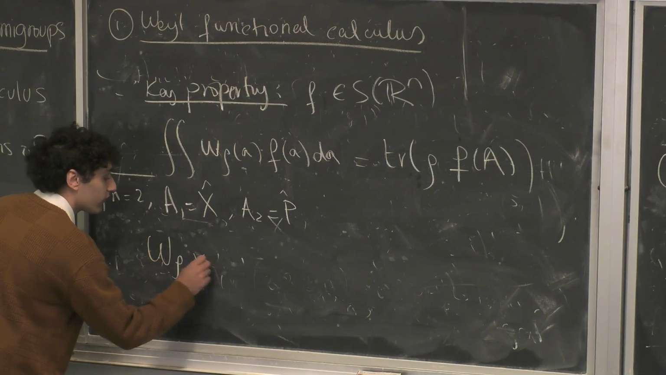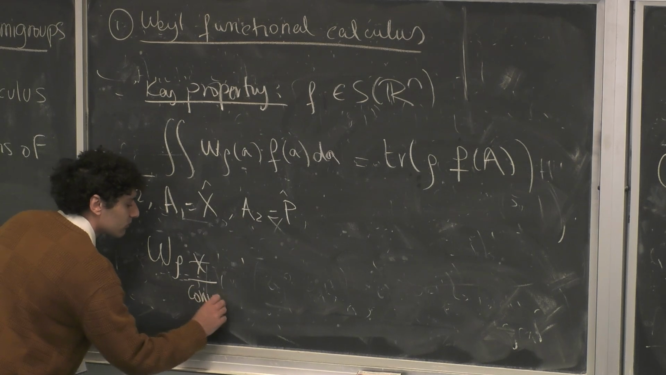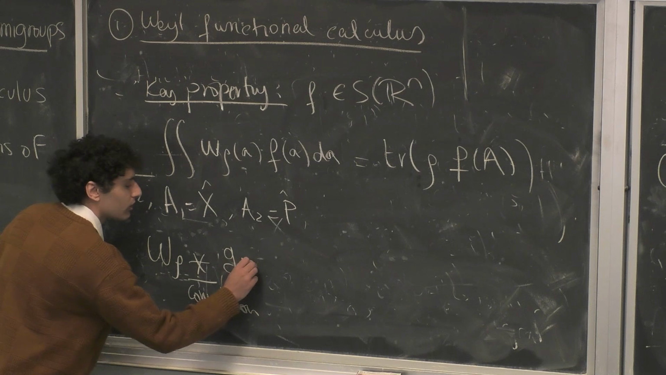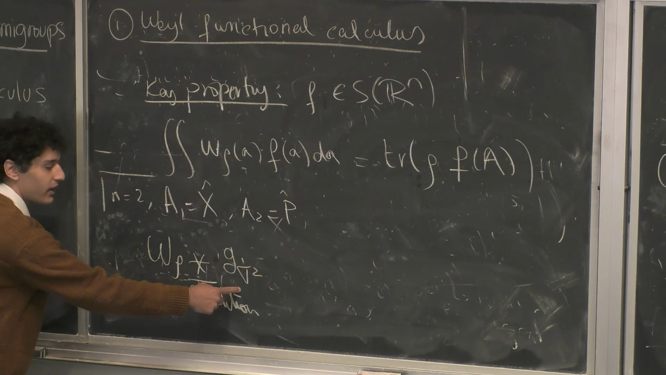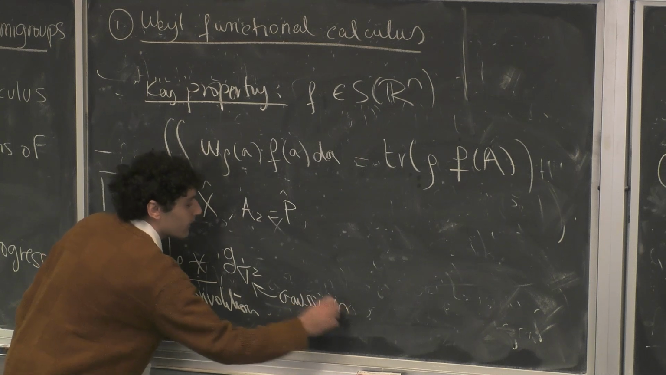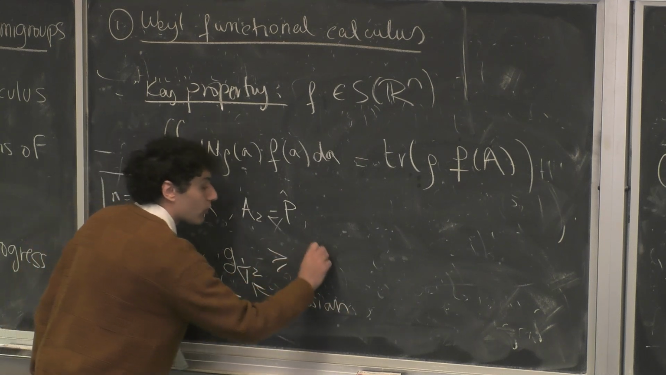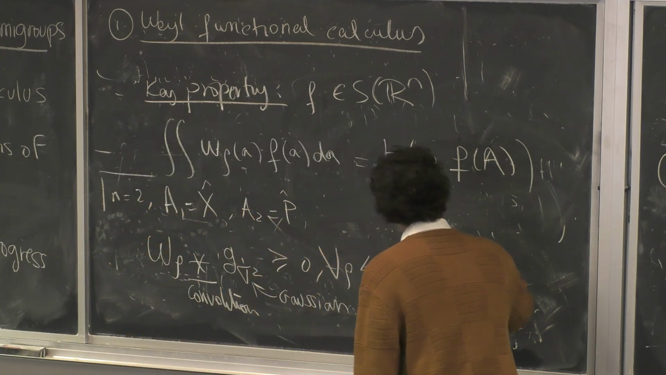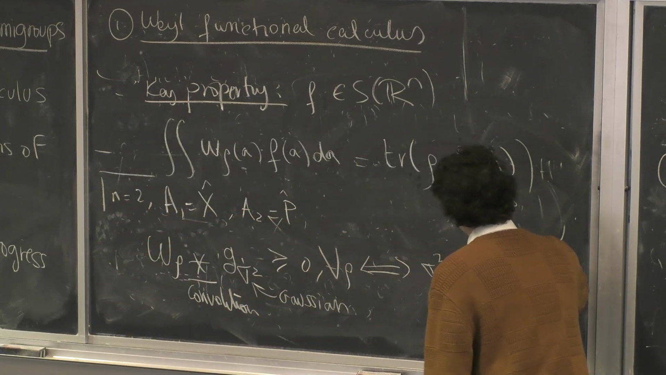So this is the remarkable property in this setting. If I convolve my Wigner distribution with a bivariate Gaussian that has some variance, then this is positive for all rho if and only if the variance exceeds h bar over 2.